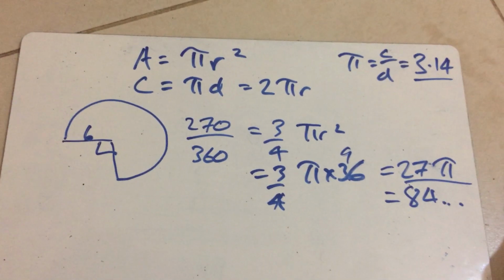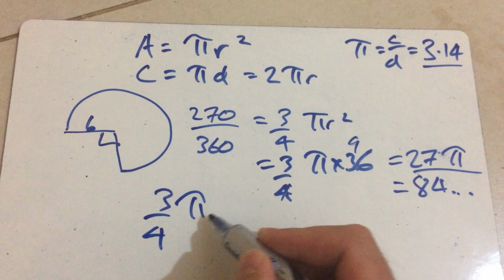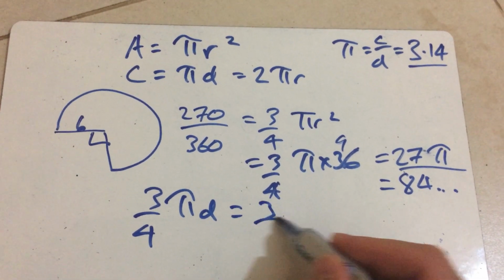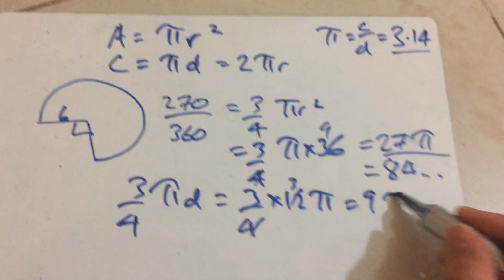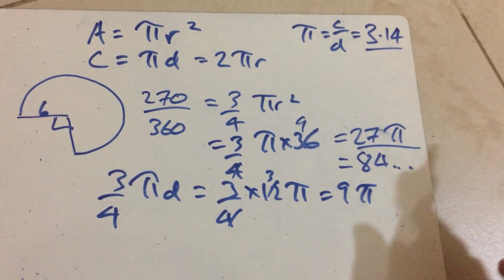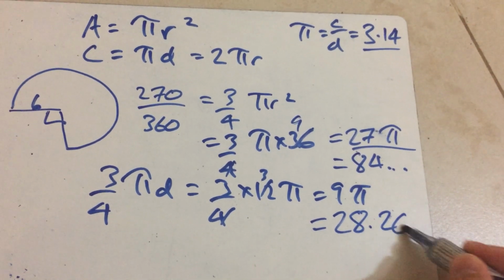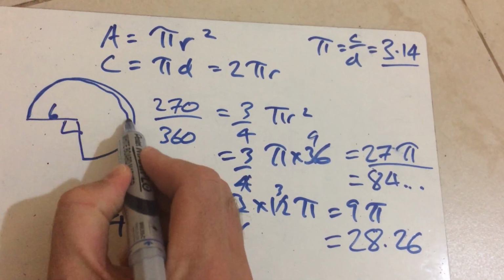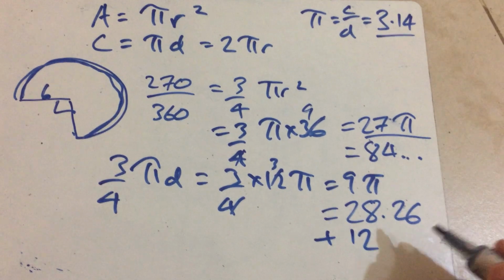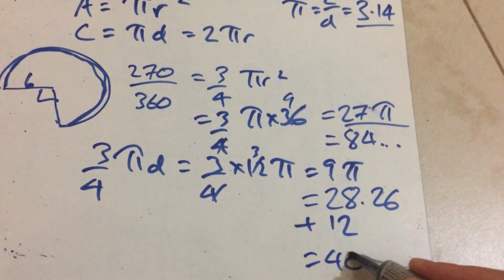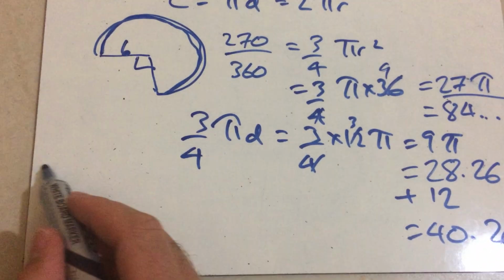If we needed to work out the perimeter of the shape, we'd need 3/4 of that circumference, which is 3/4 times 12 pi. Those would cancel, be 9 pi. So 9 times 3.14, a bit more than 27. Using our calculator, it's actually 28.26. But don't forget that's only that. If we actually wanted to enclose that shape, we'd need to add 12, 6 there and 6 there. So you get 40.26.